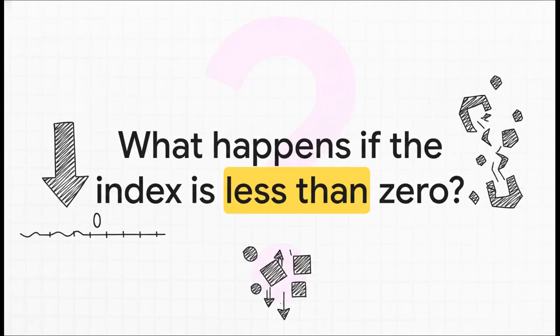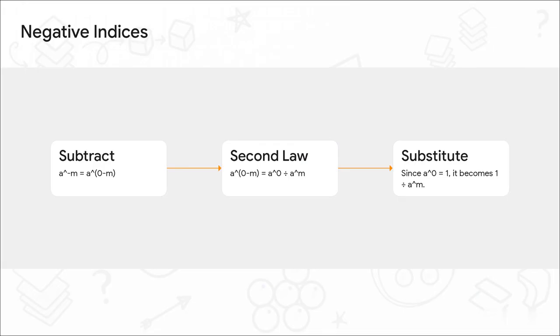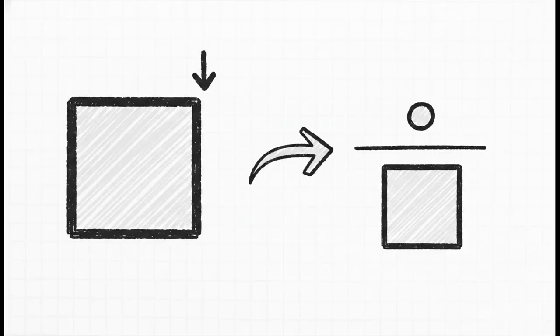All right, circling back to our initial mind bender, what happens if the index drops below 0? Subtracting m from 0 using our second law shows a negative index is really just a hidden division problem. So a to the negative m is quite simply 1 over a to the positive m.